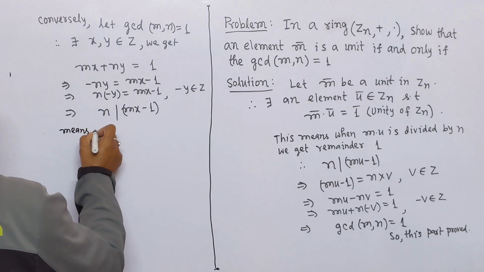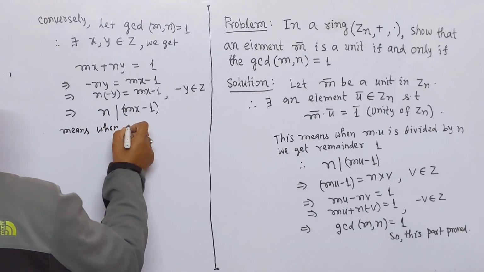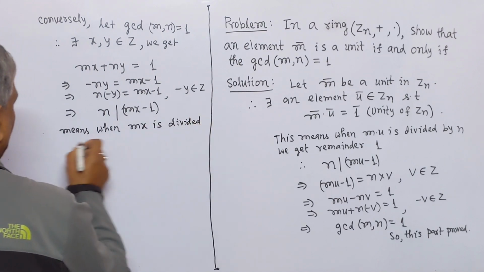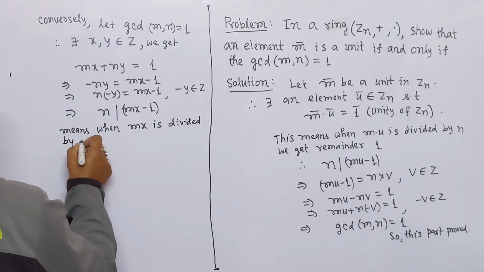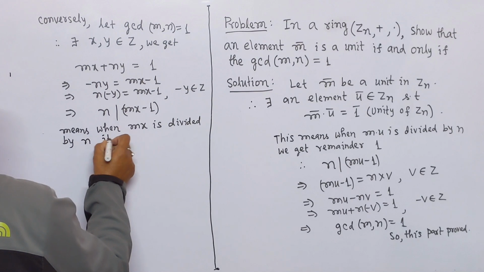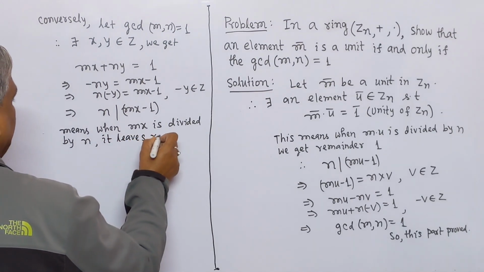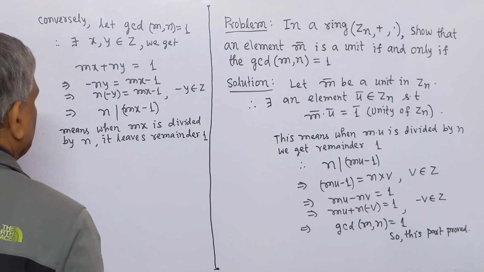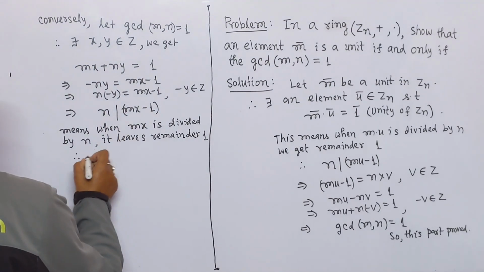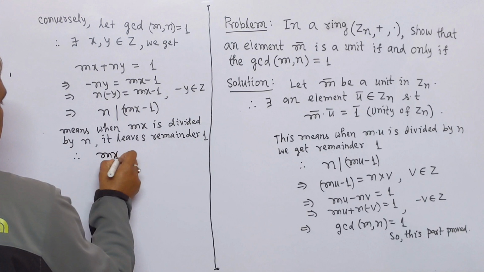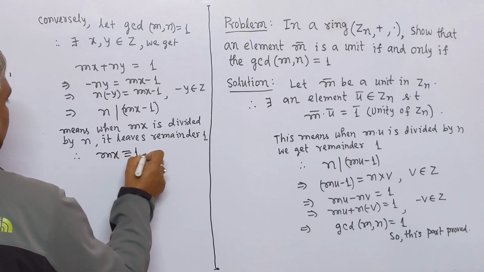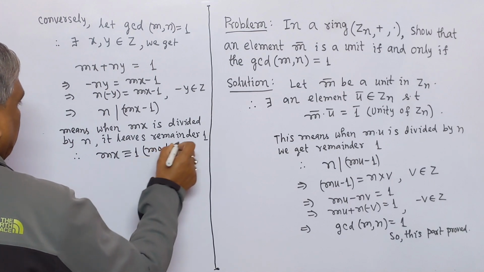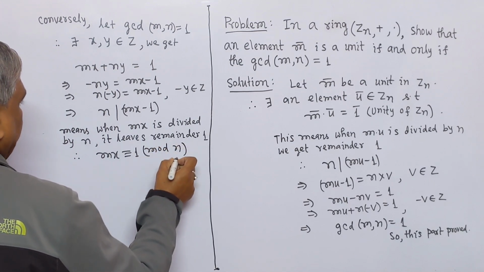Means when mx is divided by n, it leaves remainder 1. That is, mx is congruent to 1 modulo n. This is number 1.